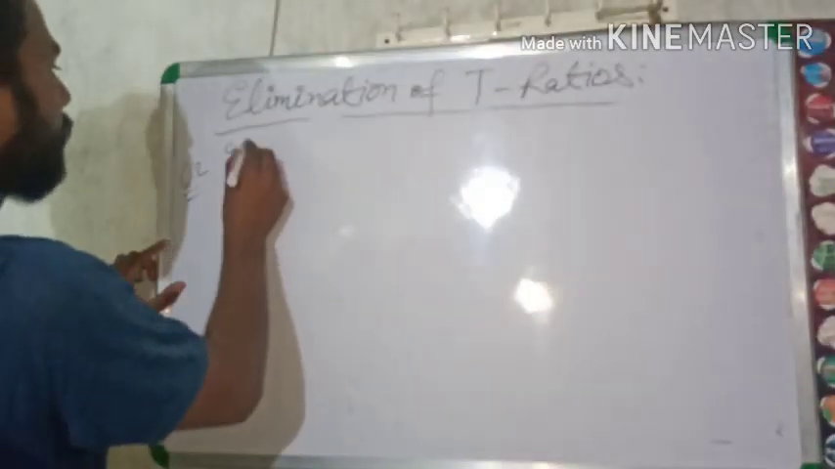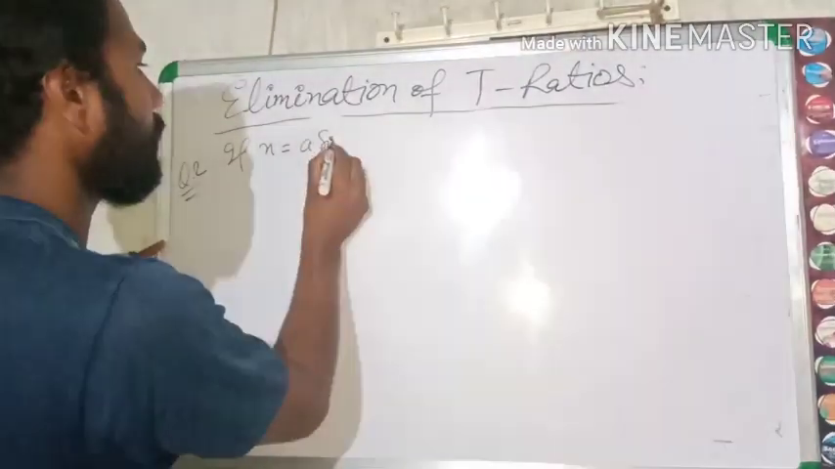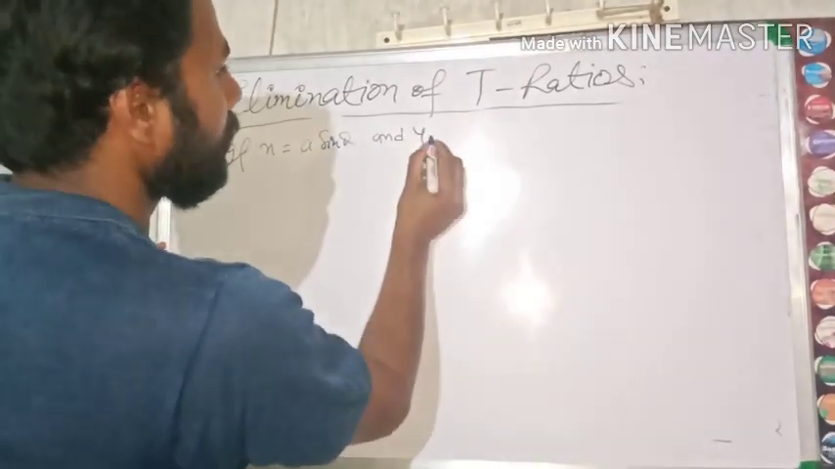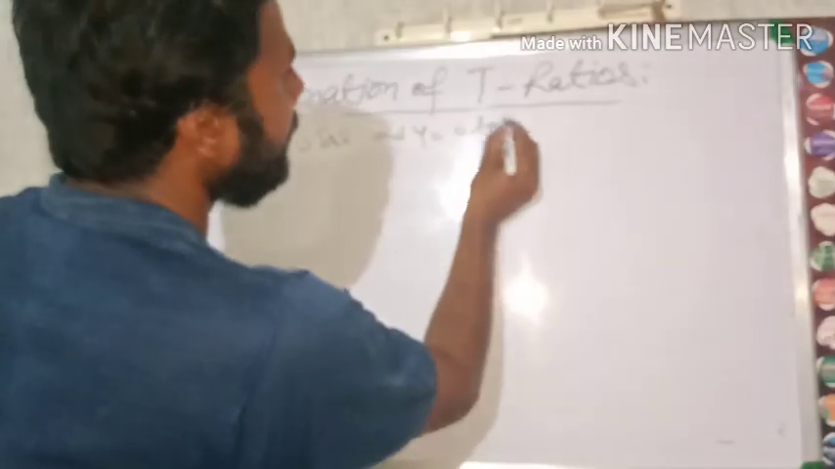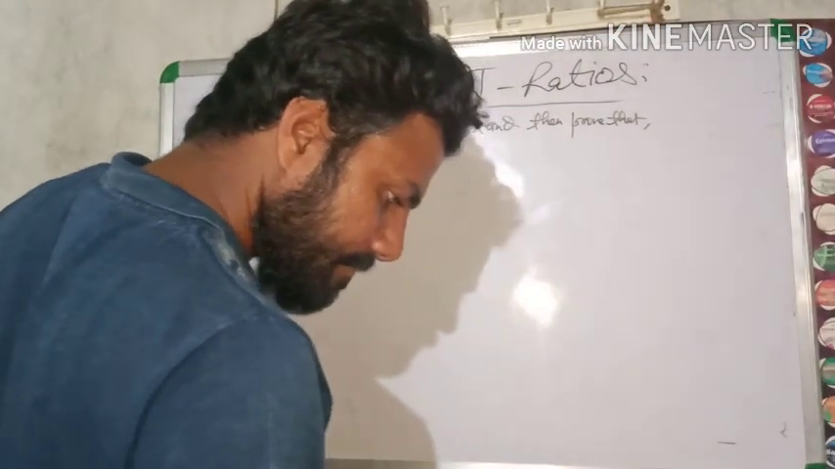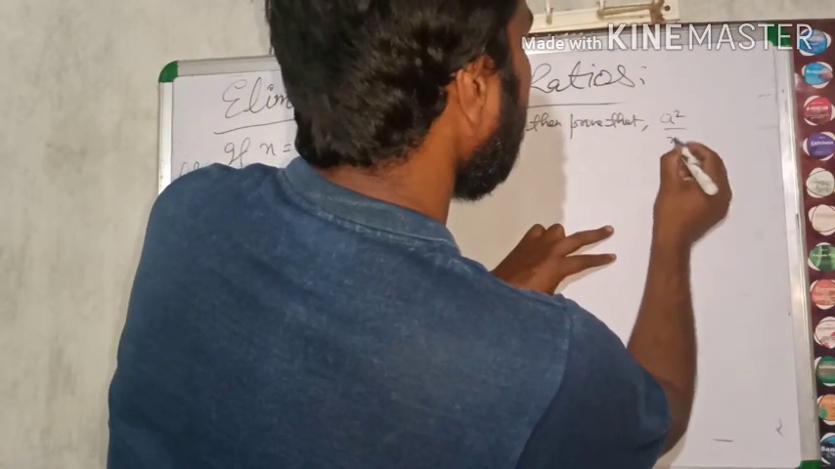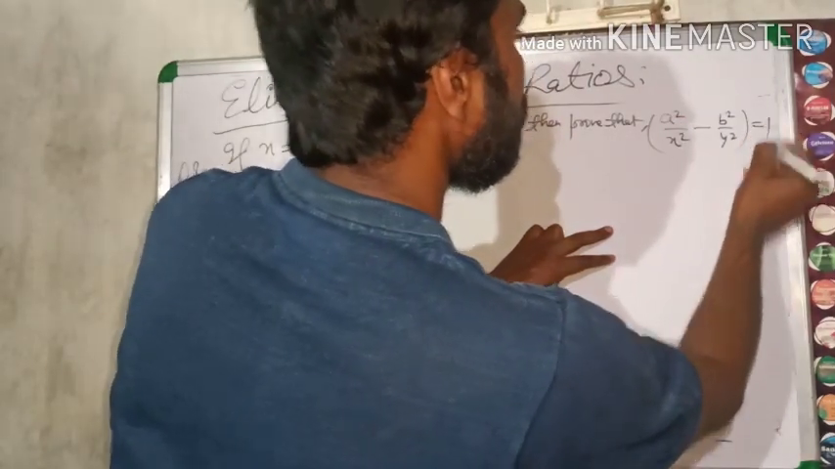Question number 2. If x is equal to a sin theta and y is equal to b tan theta, then prove that a square by x square minus b square by y square is equal to 1.